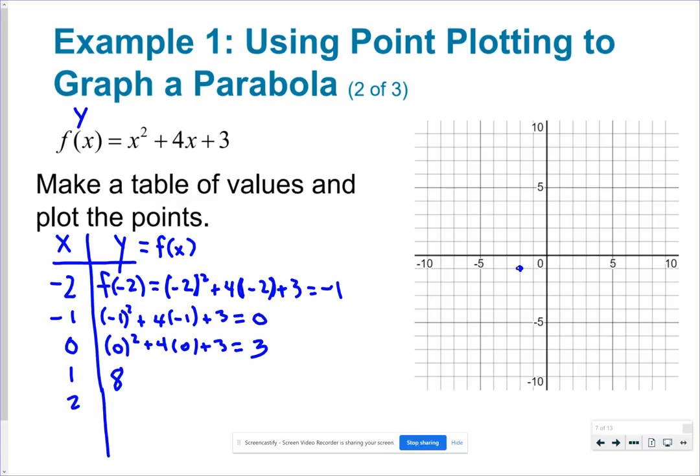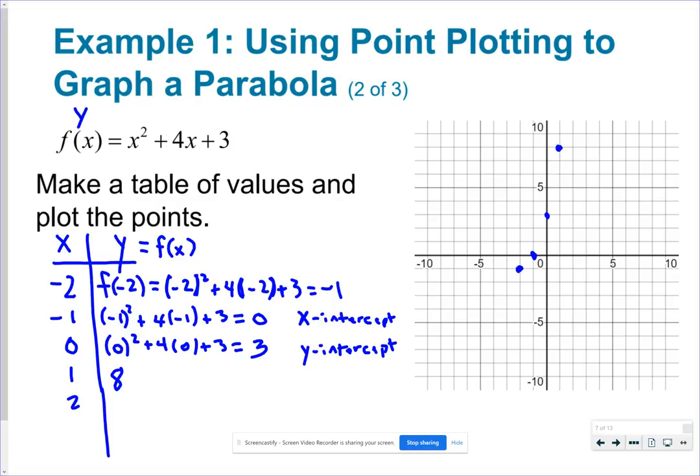We have (-2, -1). We have (-1, 0). We have (0, 3). Notice I have an x-intercept right here at -1. So that's my x-intercept. This is my y-intercept. And I have (1, 8). 5, 6, 7, 8. There's 8.